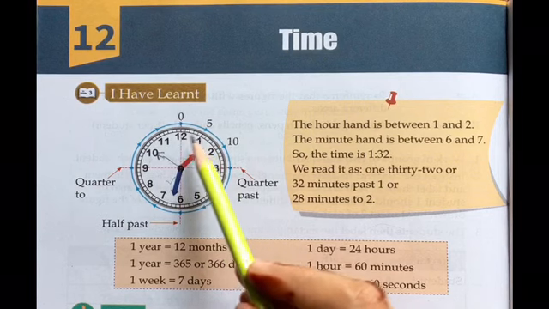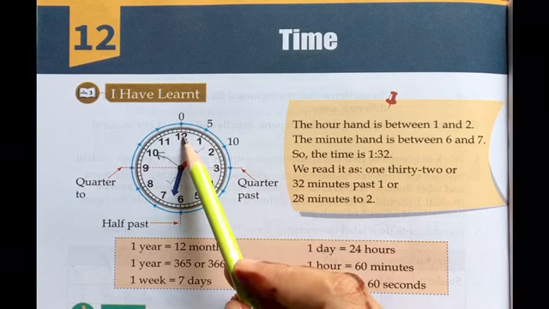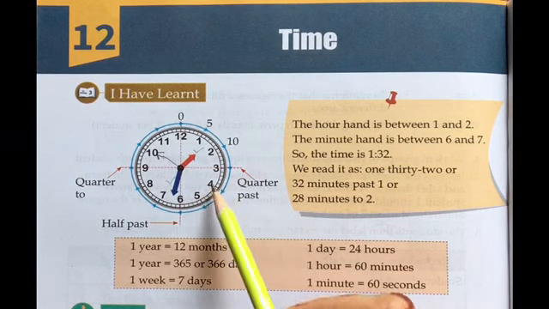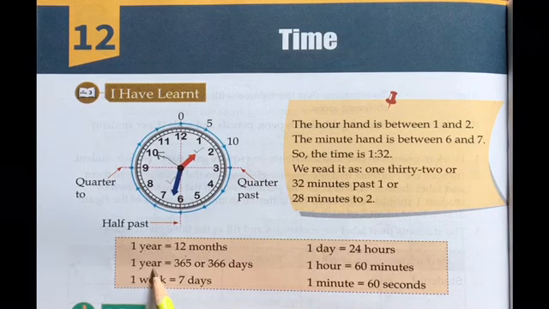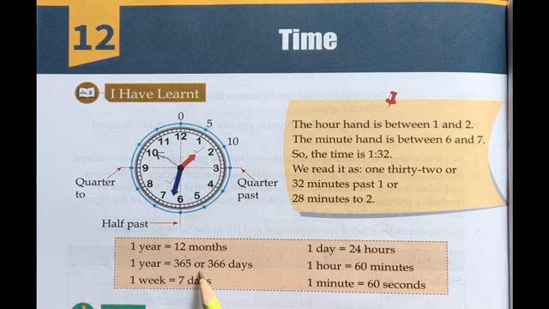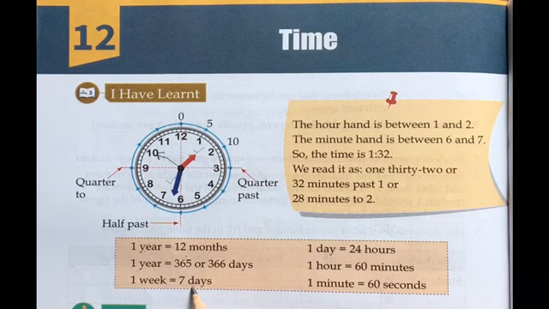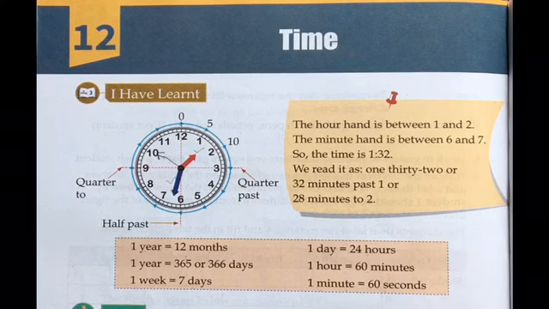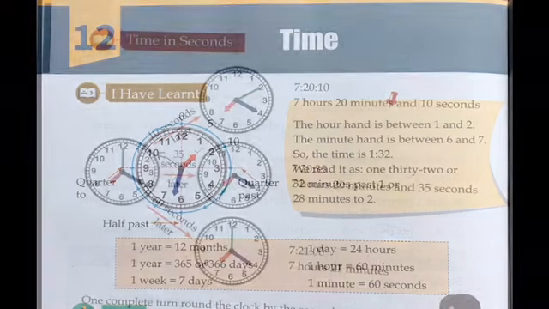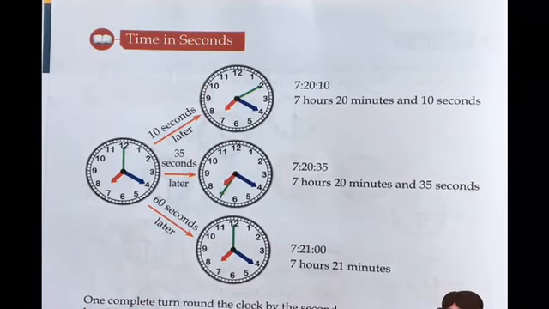There are 12 hours that we can see, and in 1 year there are 12 months. In 1 year there are 365 days. 1 week has 7 days and 1 day has 24 hours. 1 hour is 60 minutes, 1 minute is equal to 60 seconds. All these things you have already learned during your third class, in your previous class.